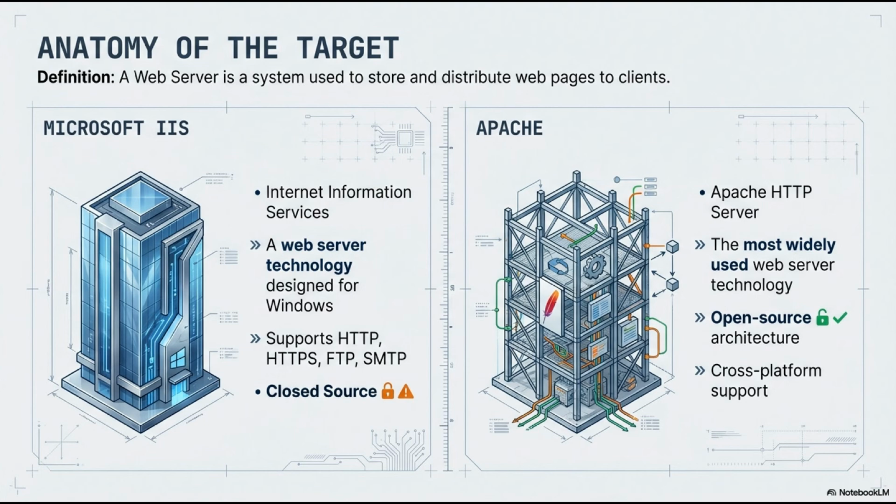You can't just open the walls and see how the elevators work. You kind of have to trust the landlord. That's exactly it. It is an absolute powerhouse of a server. It supports HTTP, HTTPS, FTP, SMTP, but it's a black box. You cannot see the underlying source code.